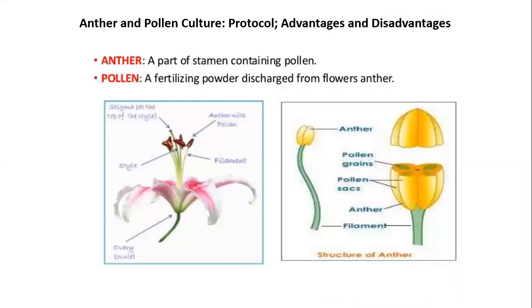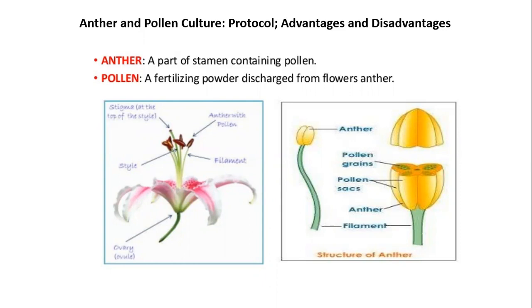Now, what is an anther and what is a pollen? Basically, a flower, which is the reproductive organ of a plant, contains four different parts. Those are two protecting parts, named sepal and petals, and two reproductive parts, named anther and ovary.